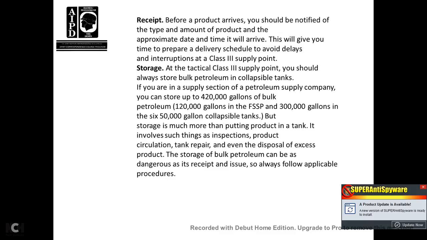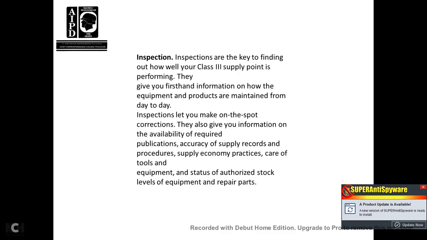It involves such things as inspection, product circulation, tank repair, even the disposal of excess product. Storing bulk petroleum can be dangerous, as can receipts and issues, so always follow procedures. Inspections are the key to finding out how well the Class 3 supply point is performing. They give you first-hand information on how the equipment and the products are maintained with the day-to-day inspection, letting you make on-the-spot corrections.